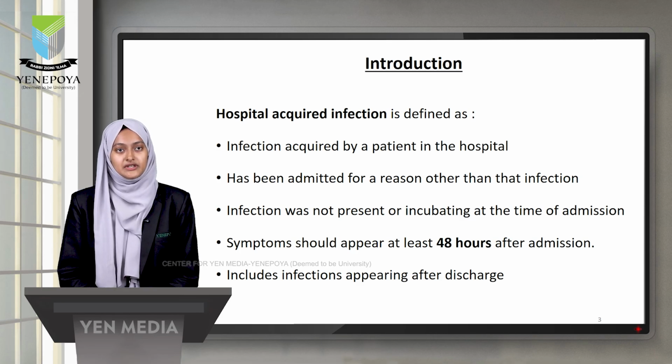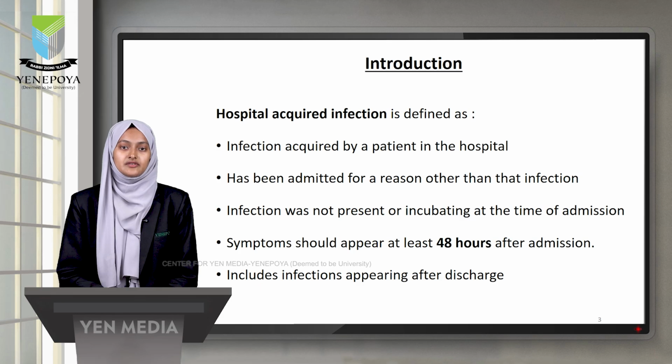The patient has to be admitted for a reason other than that infection. The infection should not be present or incubating at the time of admission, and the symptoms should appear at least 48 hours after admission of the patient to the hospital. It also includes those infections where the symptoms appear after discharge from the hospital, but again there is a duration. For example, for catheter associated urinary tract infection as well as central line associated bloodstream infection, the symptoms should appear within 48 hours, whereas for surgical site infection it can range from 30 days to 90 days based on the type of surgery.